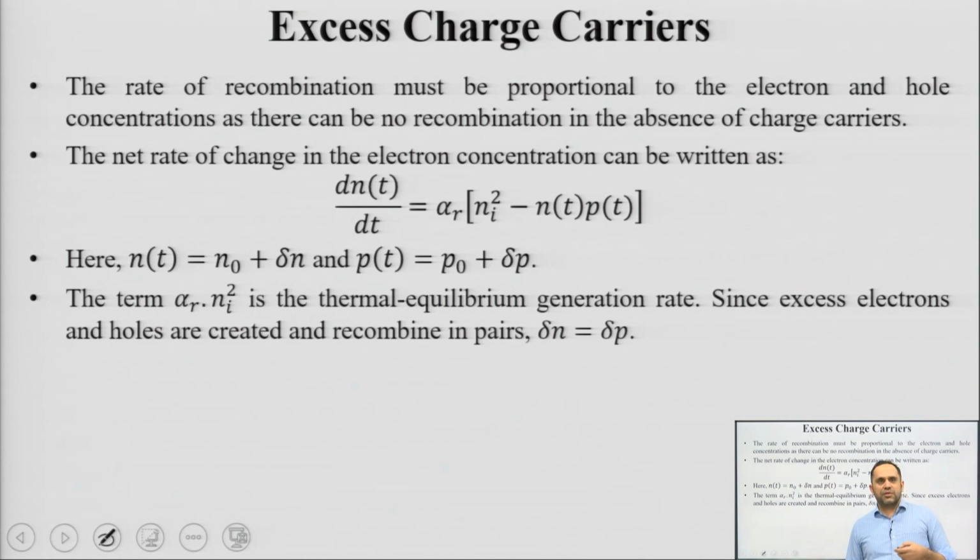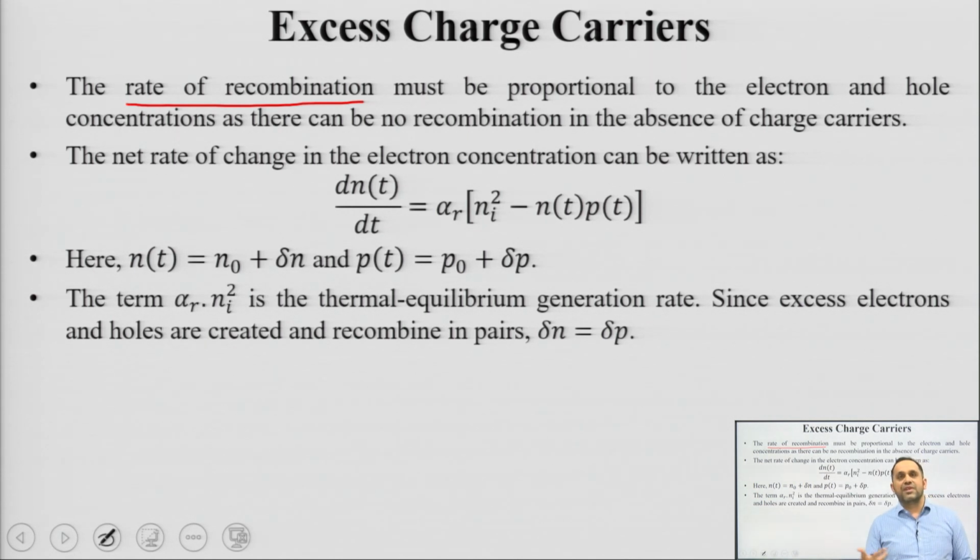So, let us just do a bit of maths related to it. The rate of recombination is proportional to the carrier concentration. That is quite logical, because until and unless you have excess charge carriers available, there is not going to be any recombination. Recombination is only going to happen in the presence of these excess carriers.